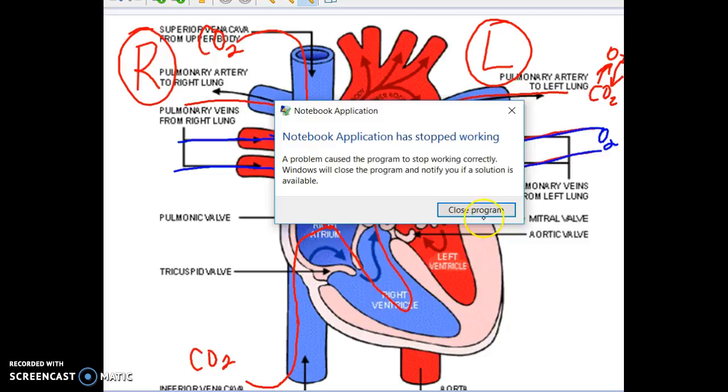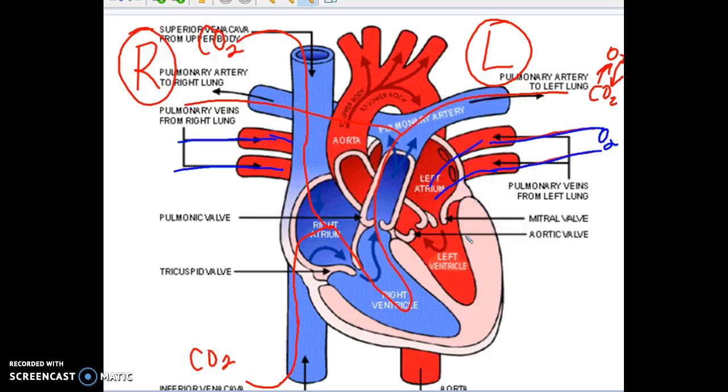Let's see if this keeps going. Okay, and then the left ventricle actually sends it to the aorta and goes to the rest of the body. Okay, so that's how we get oxygenated blood to the body.